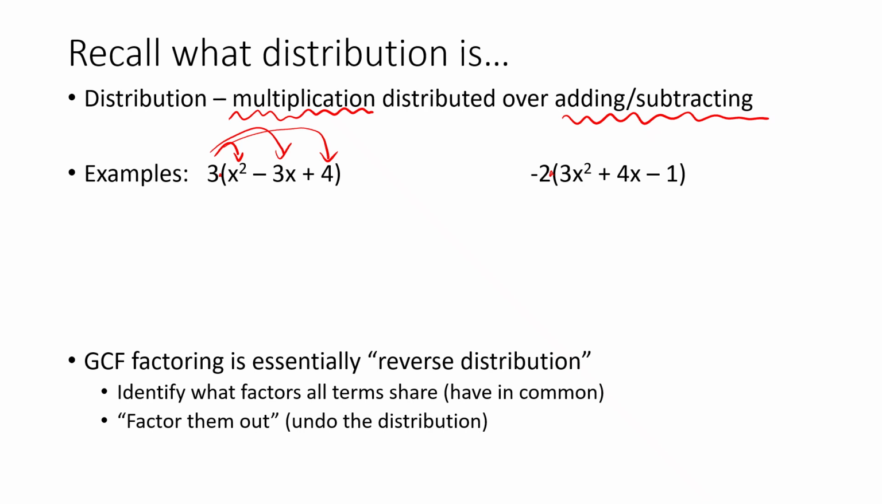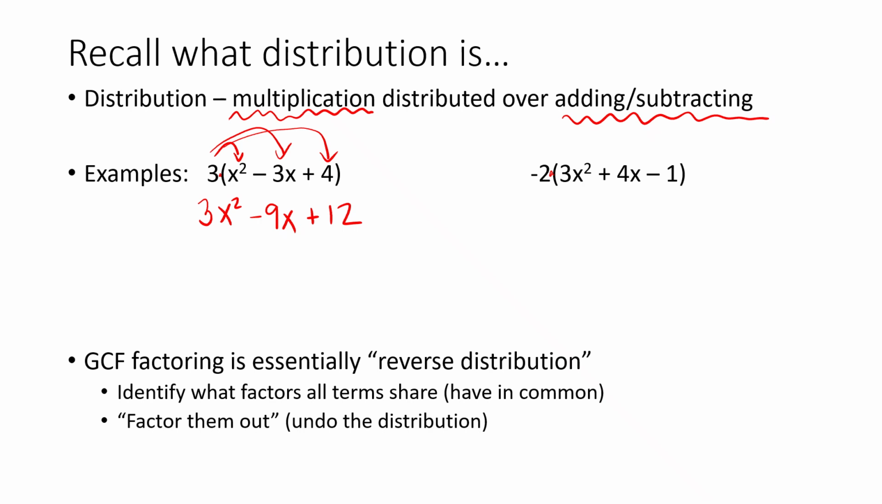So we'd have 3 times x squared, which would give us 3x squared. 3 times -3 is -9. And of course the x would be there. So we'd have -9x. And then 3 times 4 is 12. And we would say that the 3 was distributed through or multiplied through the parentheses there.